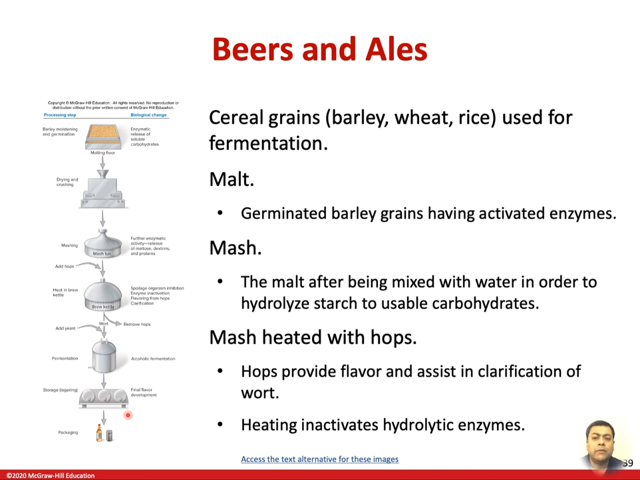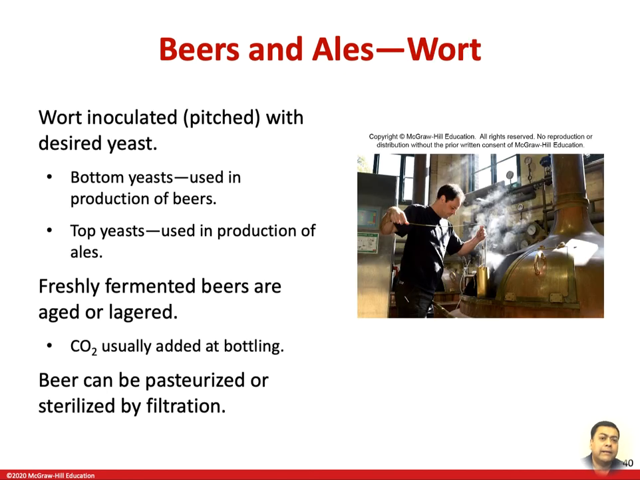One uses a strain, which is Saccharomyces pastorianus, and about 7 to 12 days of fermentation brings the pH to about 4.1, 4.2. Most of the beers use this particular genus and species, Saccharomyces pastorianus. Some use a top yeast, Saccharomyces cerevisiae, that drops the pH to 3.8, and these are used to produce the ales. So that's the difference between the normal beers and the ales.